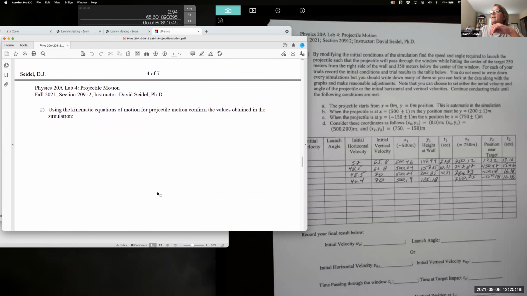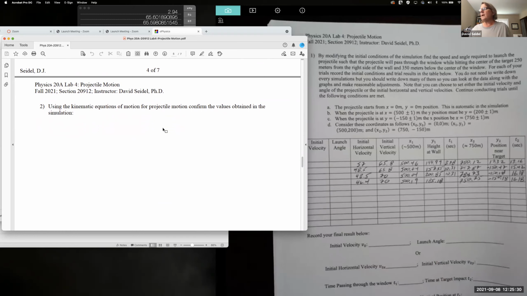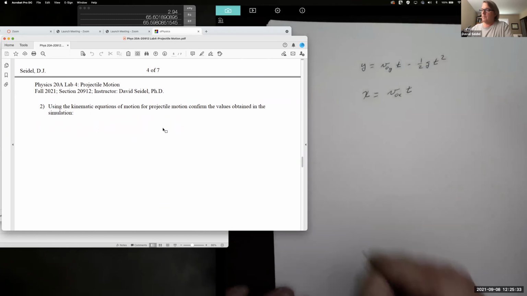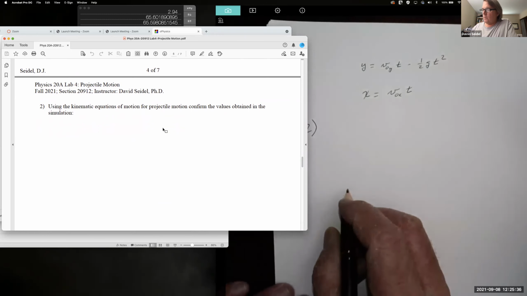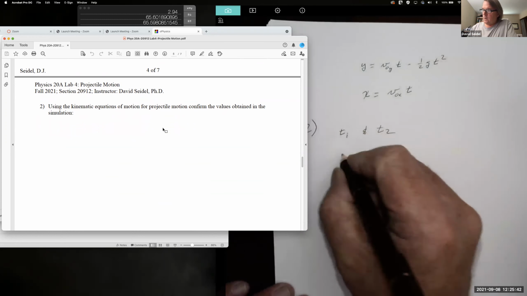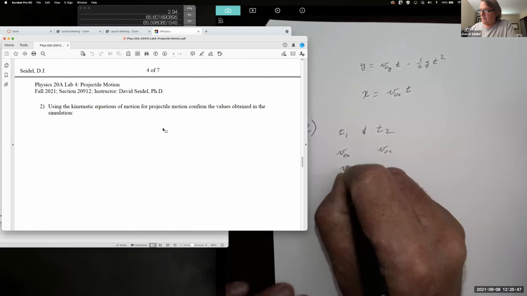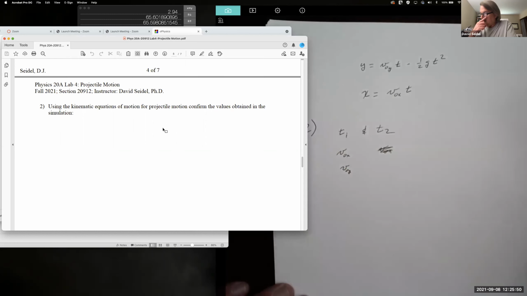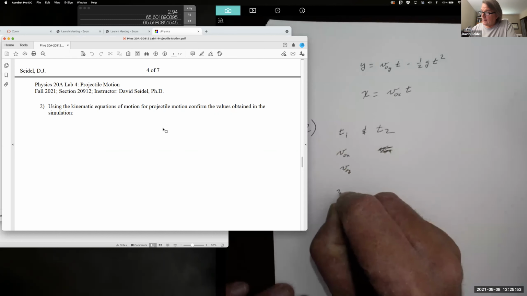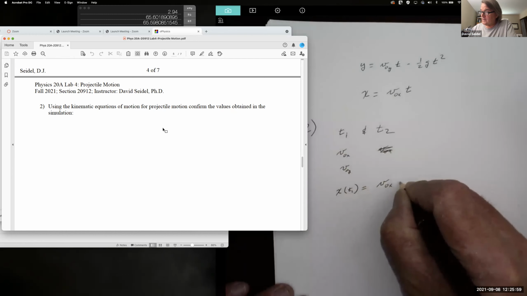And using the kinematic equations for projectile motion, confirm the values obtained in the simulation. Now let's be really clear what that means. Part 2. You wrote down T1 and T2. You have V0x and V0y. Okay? X of T1 is equal to V0x T1.